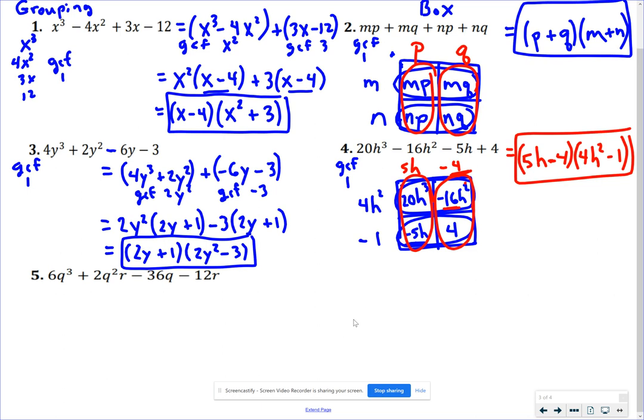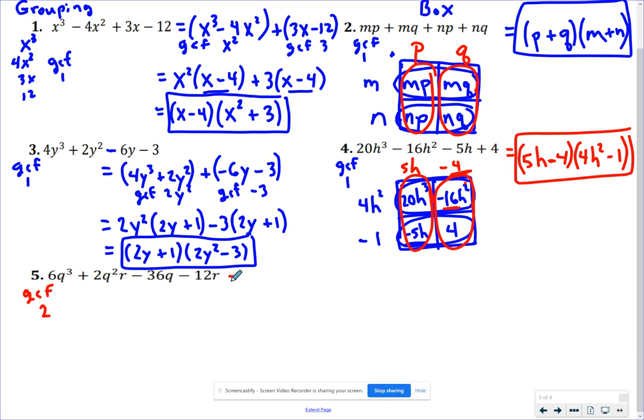Okay. Example number 5. First thing I'm going to do is look at all 4 terms and find a GCF if they have one. 6, 2, 36, and 12. All those are even, so I at least have a 2. Do I have more than a 2? No. 2q squared r only has a 2 in it. Not everybody has a q. Not everybody has an r, so the GCF is a 2.